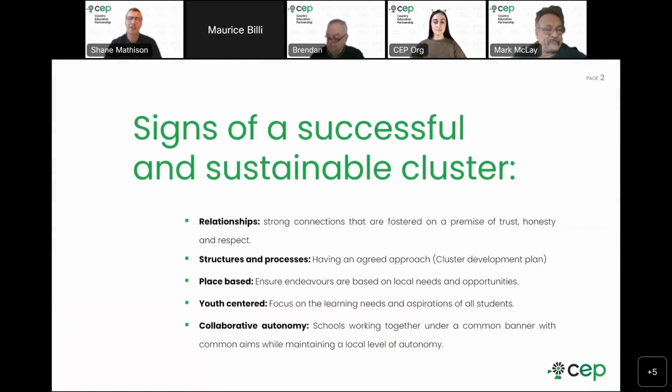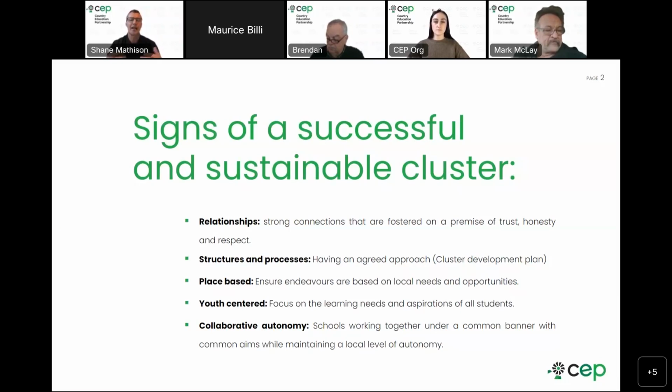One of those is the structures and processes section. That's where we look to support by creating a cluster development plan with the cluster, similar in representation to an MOU or a terms of reference document, that sort of thing. But in a nutshell, what we're looking to do is for a cluster to have an agreed approach on how they will work together. We find that this is really, really important to ensure the success of the cluster.